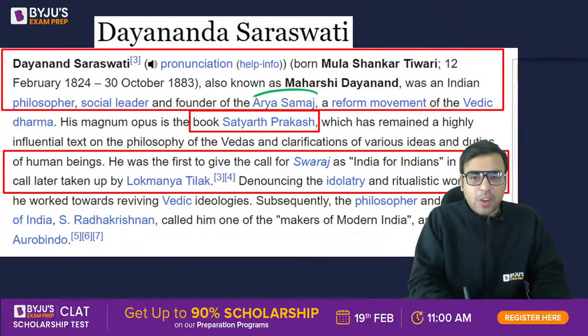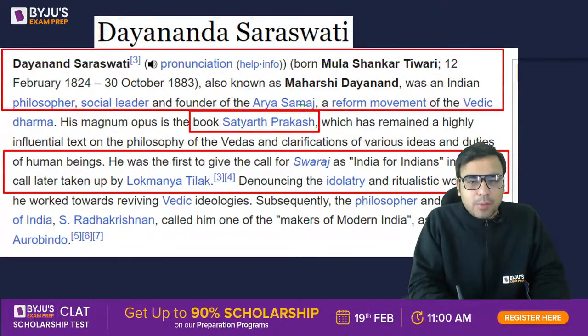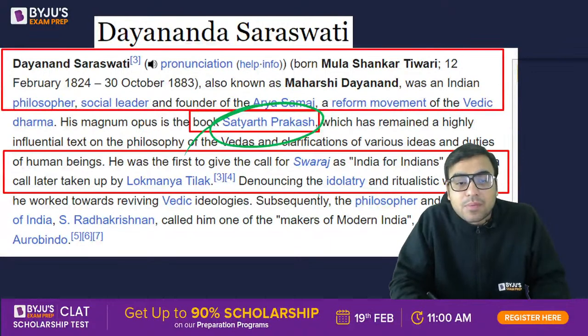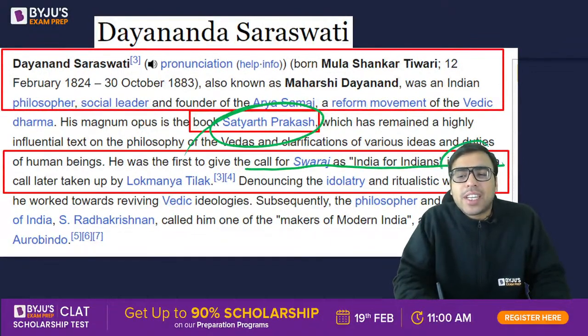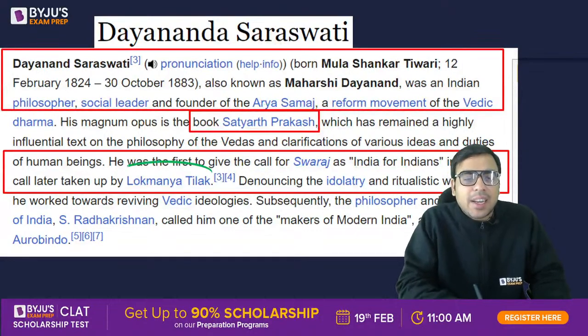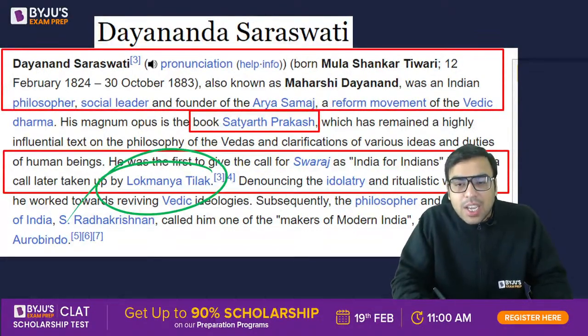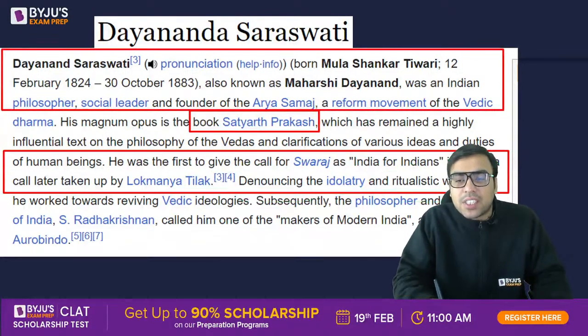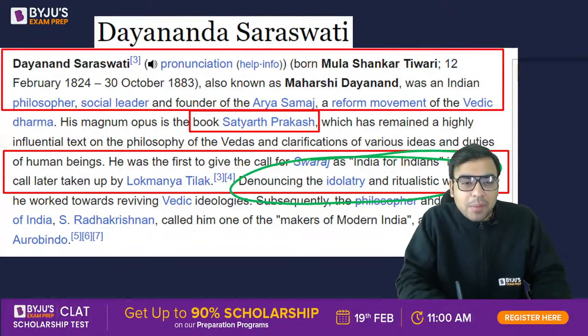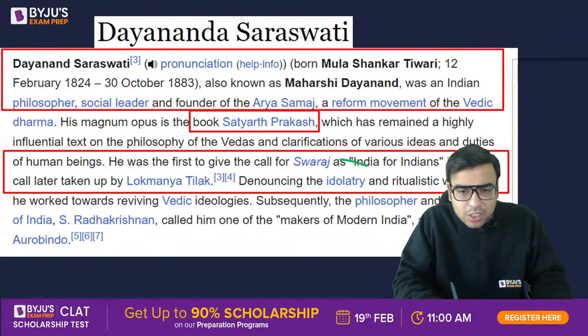So actually he was the founder of Arya Samaj, and he wrote a book called Satya Prakash. And he was the first to give the call for Swaraj, India for Indians, in 1876, later taken up by Lokmanya Tilak also. And it is said he denounced idol worshipping and ritualistic worshipping. This is what is written in the Wikipedia, but please verify it. I'm not sure about it.